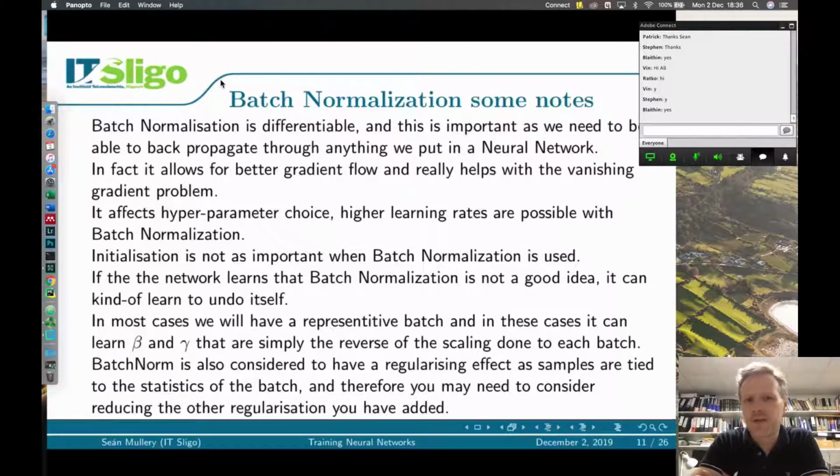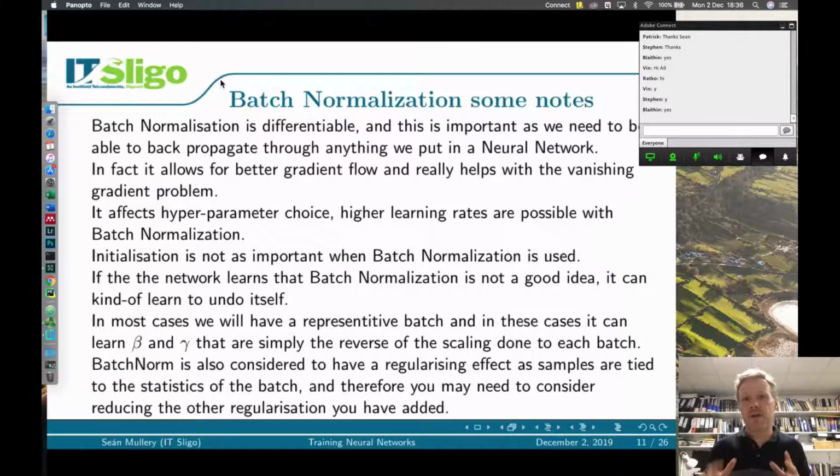In fact, it allows for better gradient flow and really helps with the vanishing gradient problem. Consider the idea where your gradients are very, very small, and that then multiplies by the local gradient, and therefore the upstream gradient becomes very small. In this particular case, it can have the effect on the gradients that it spreads them out again, and therefore it has a very good effect in terms of solving the vanishing gradient problem.